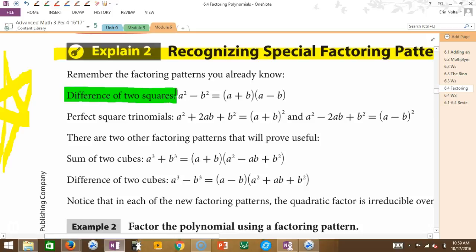The difference of squares is where you have a squared minus b squared, and that's going to factor into a plus b times a minus b. So when they say the word difference, where do you think they might be referring to that? Subtraction, right? Difference means there's subtraction going on. Why do you think they use the word squares?